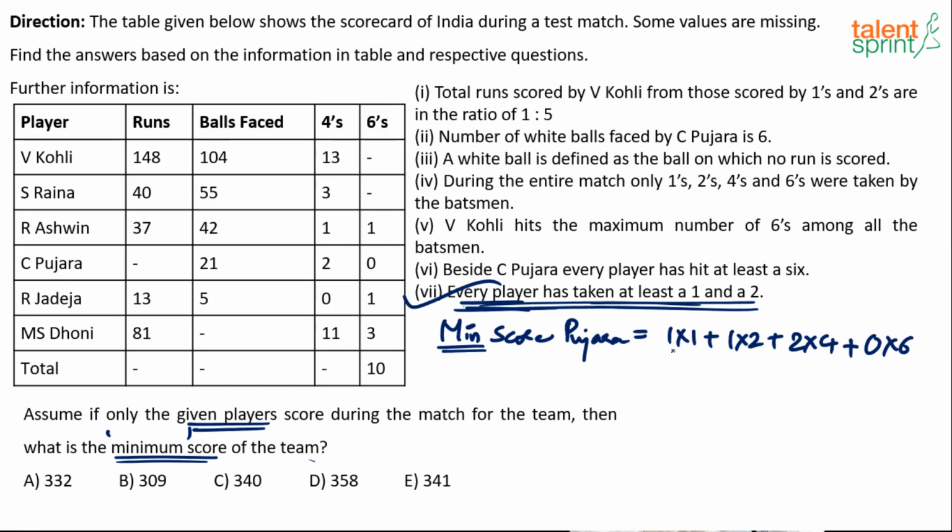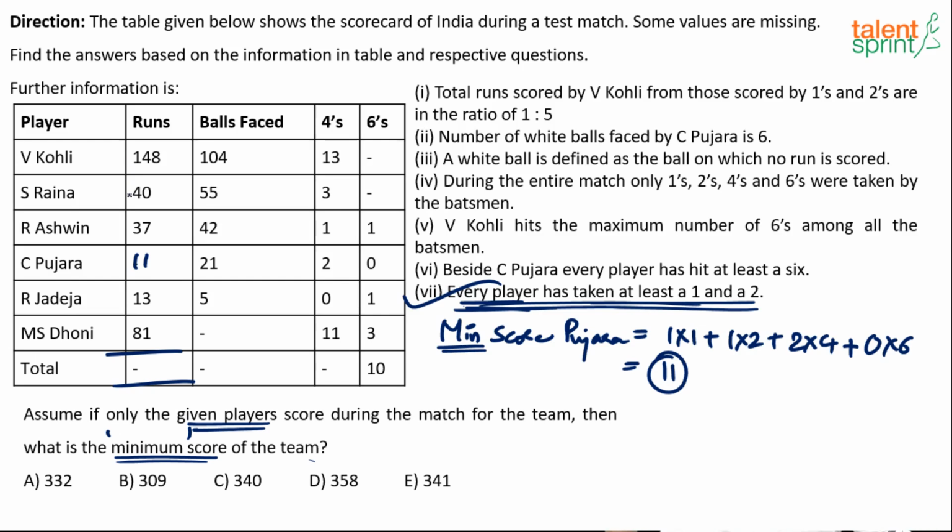So what's the minimum that you get here? 1 plus 2 is 3, 3 plus 8. Yes or no? This is anyway 0. 0 plus 8, 8, 8 plus 2, 10, 10 plus 1, 11. So 11 is the value that Pujara can take. Now find out the total. This will give you the answer. Simple question.